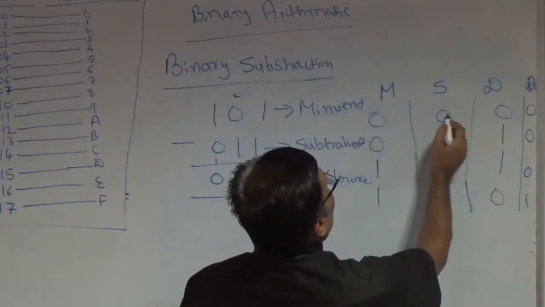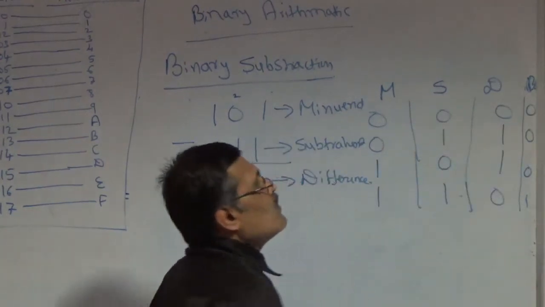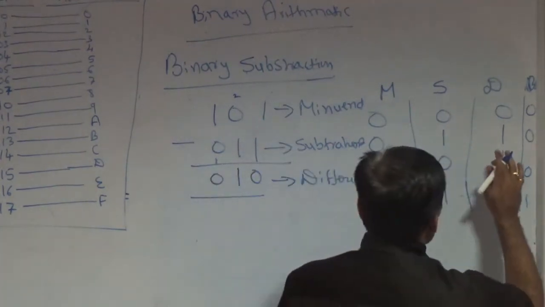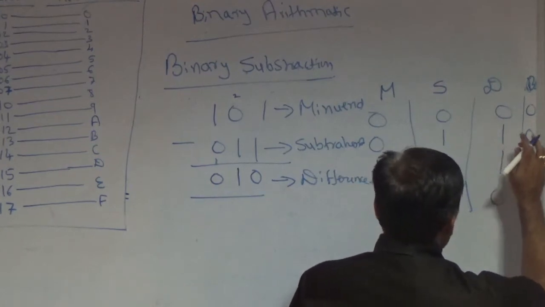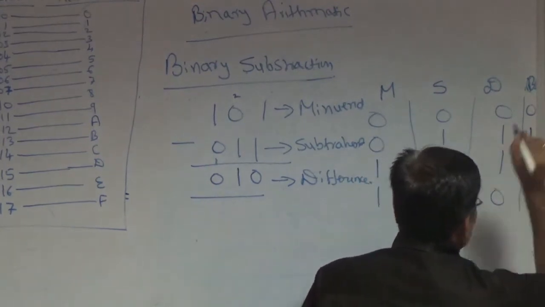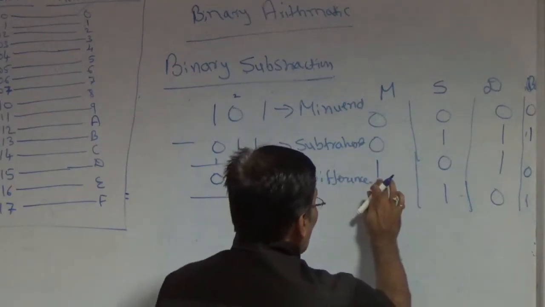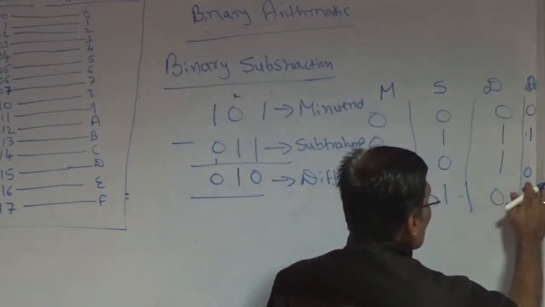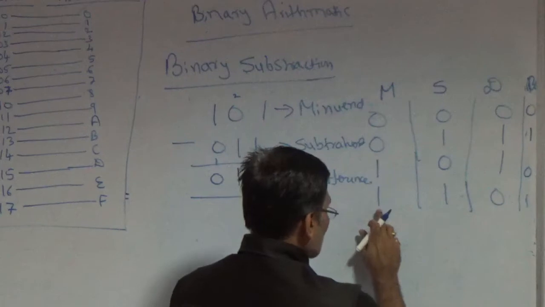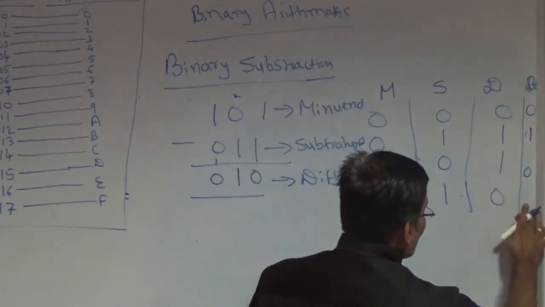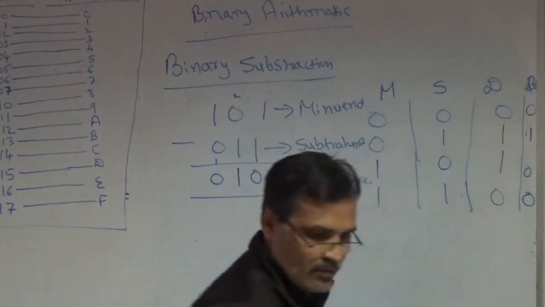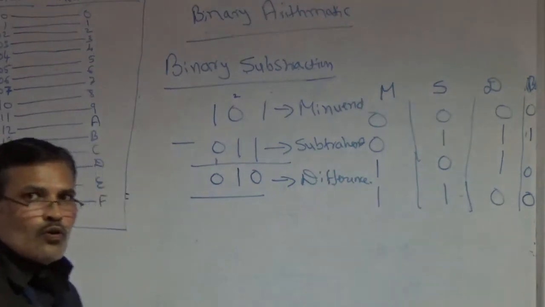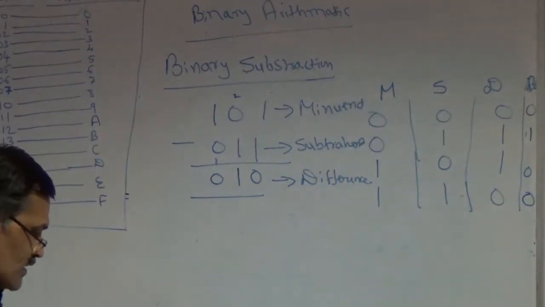0 minus 0: the difference is 0, borrow is also 0. 0 minus 1: the difference is 1, and borrow is also 1. The third option is 1 minus 0: the difference is 1, borrow is 0. And the last option, 1 minus 1: the difference is 0 and borrow is also 0. So this is the chart you need to look at when carrying out binary subtraction.